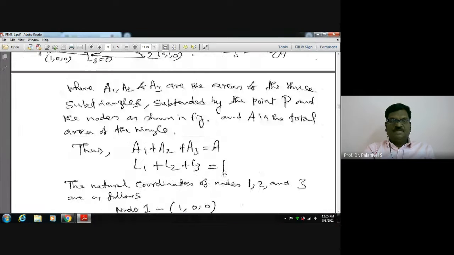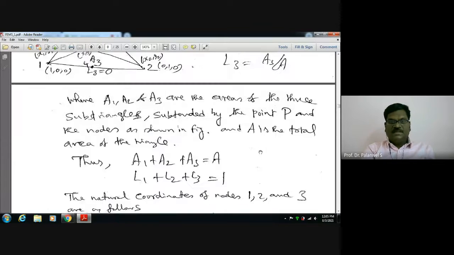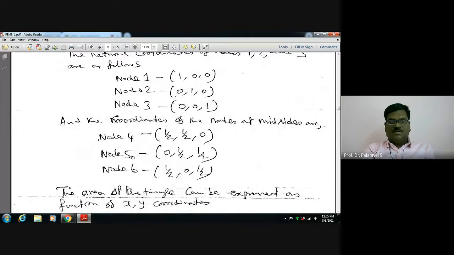For node 5, in a similar manner, move point P to node 5. A1 vanishes, A2 becomes A by 2, A3 becomes A by 2. Substitute its value here and you will get, for node 5, coordinates 0, half, half. Similarly, for node 6, half, 0, half. This way, you can obtain the L1, L2, L3 system, the local coordinates, that is natural coordinates, for a triangular element.